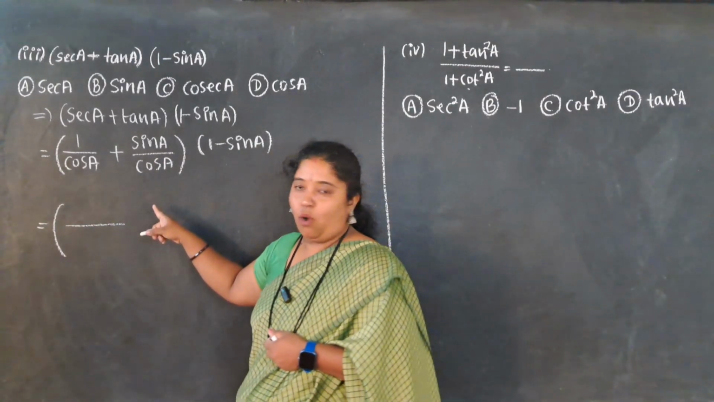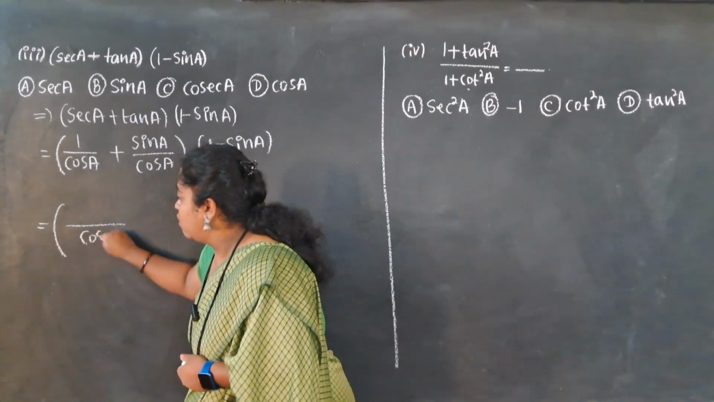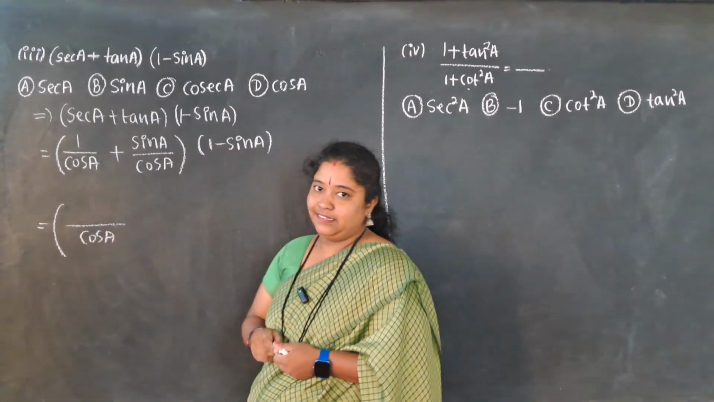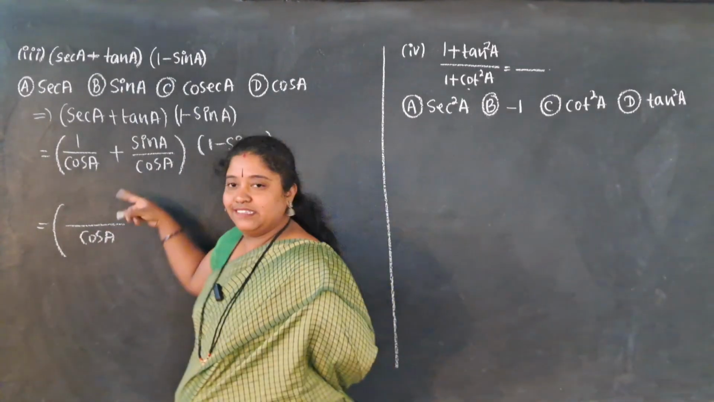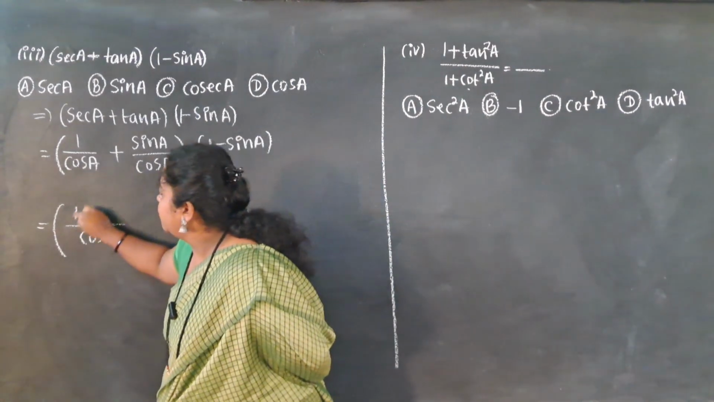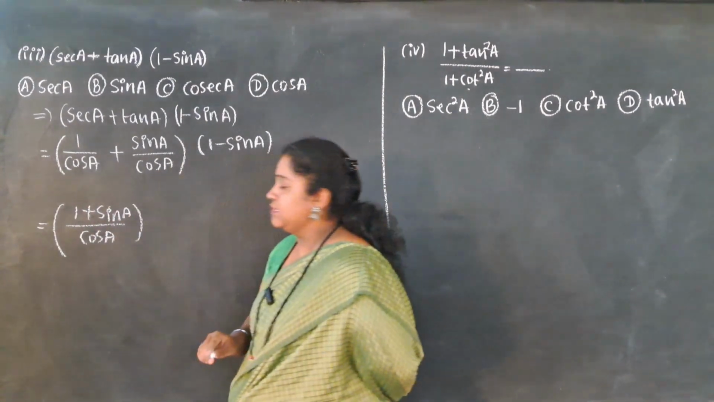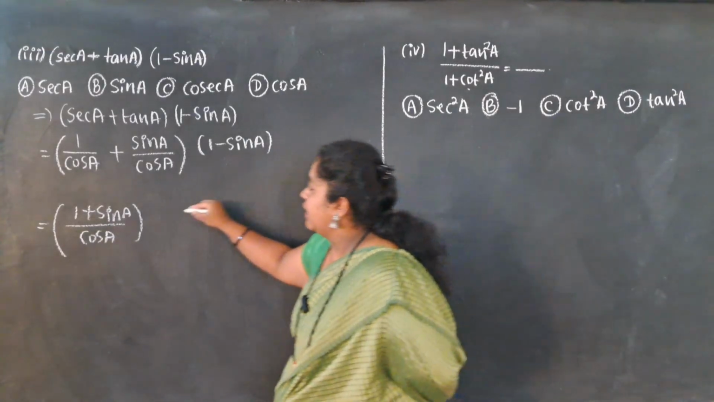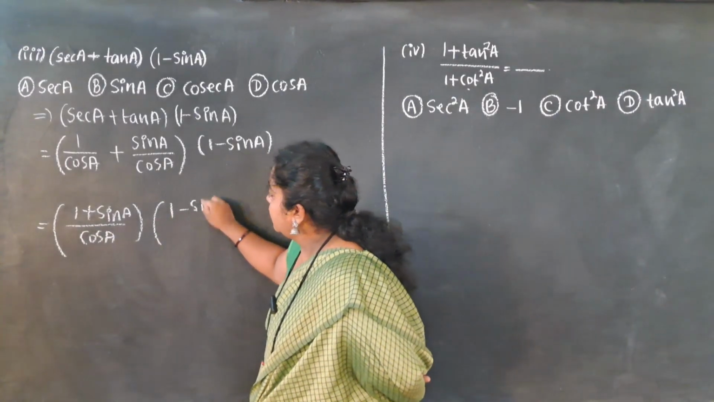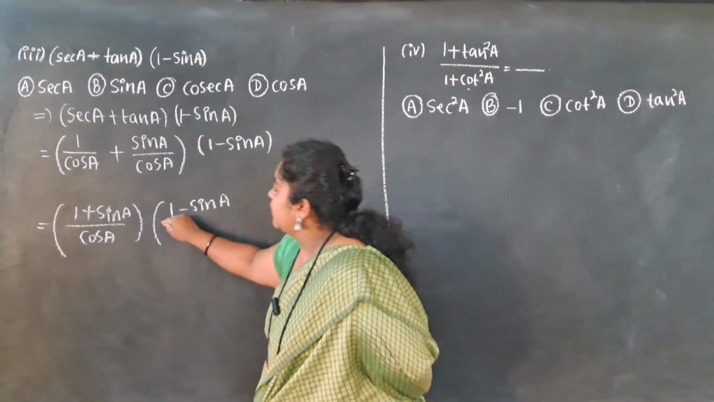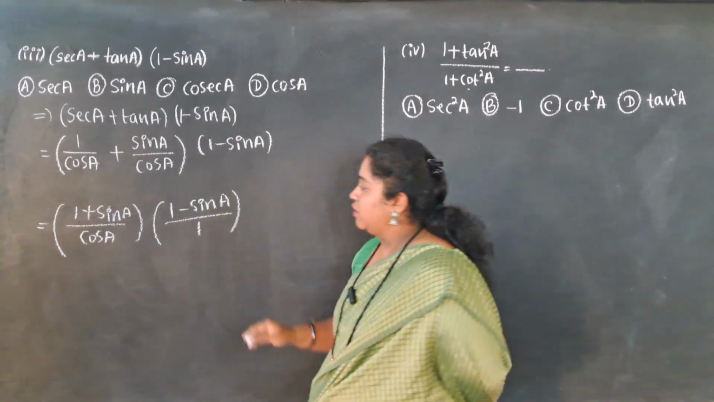Both the side we have cos. Yes or no? I will take cos A as the LCM. If I take cos A as the LCM, what is left in the numerator? In the numerator, I just have 1 plus sin A. What is there here? We have here 1 minus sin A. If nothing is there in the denominator, I can write 1 here.